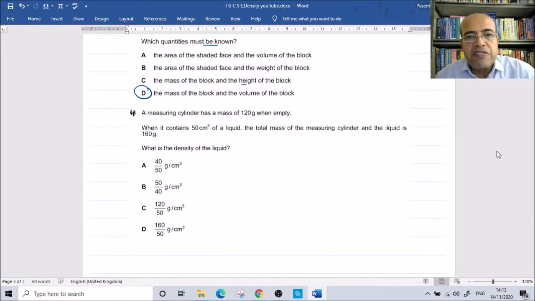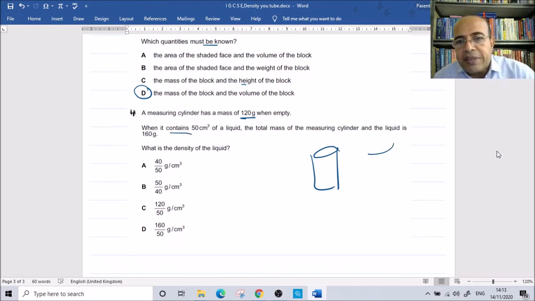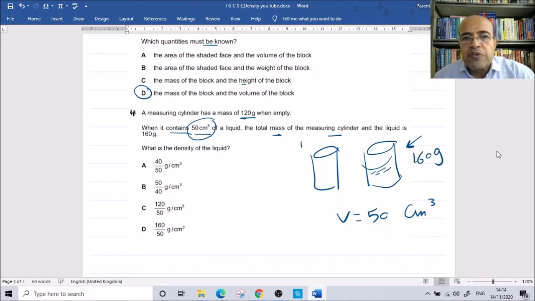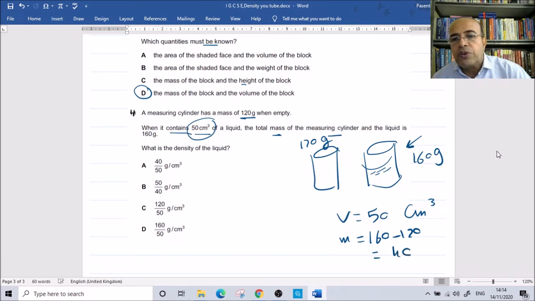A measuring cylinder of mass 120 gram. This is the mass of the measuring cylinder when it's empty. Now we add liquid inside it. 50 centimeter cube is the volume of the liquid. What is the mass of that liquid? The total mass of the measuring cylinder and the liquid is 160 gram. So before, it's 120 gram, and this is after. The difference is the mass of the liquid. So it's 160 minus 120, which is 40 gram.